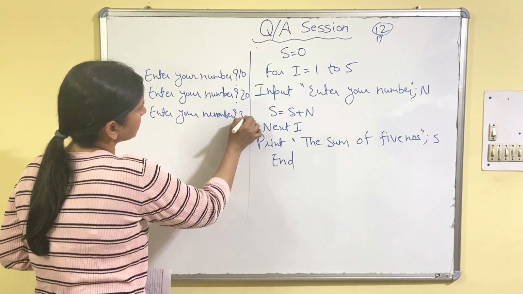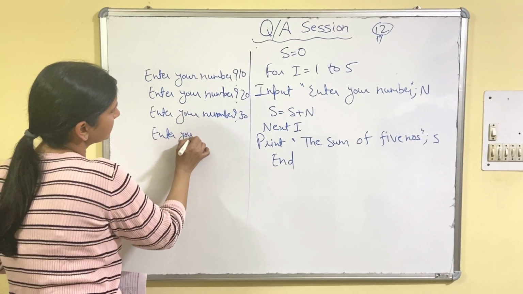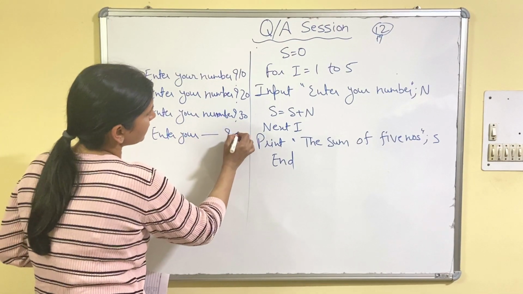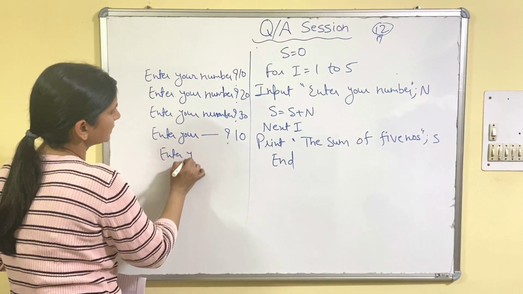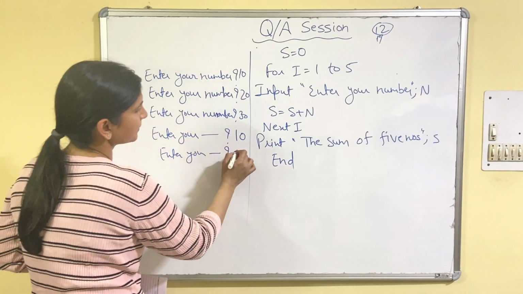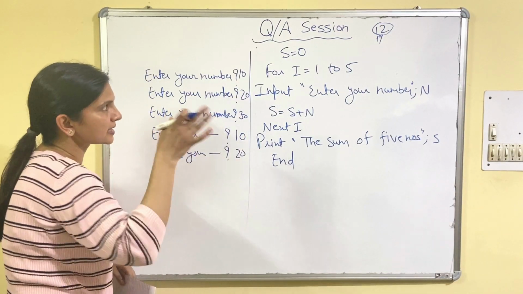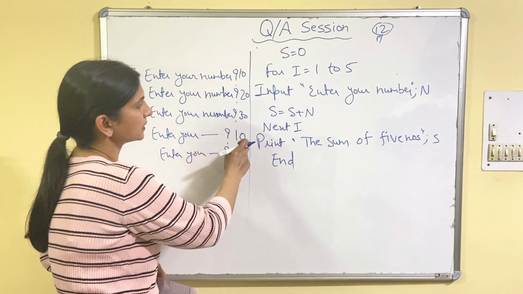Question mark. 30. Then again enter your number. Question mark. 10. Again enter your number. So you need to display all these 5 times. Fine. And you can give any value, not necessary this one. Any value you can input. 10, 20, 30, 10, 20.